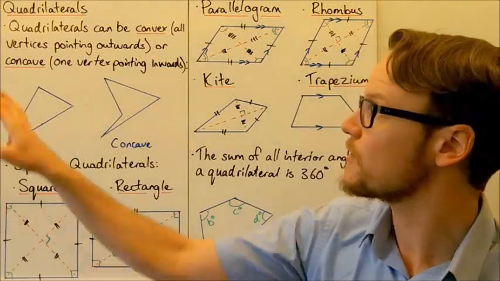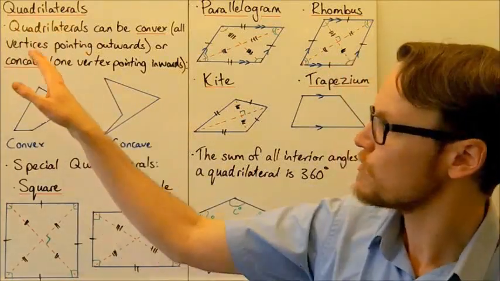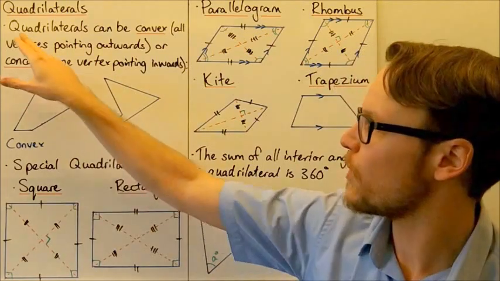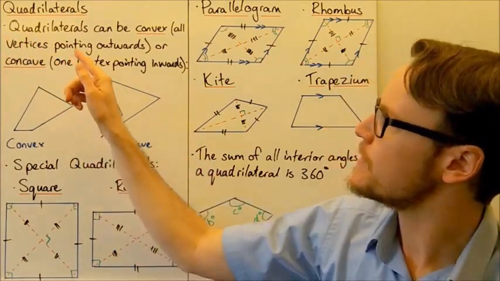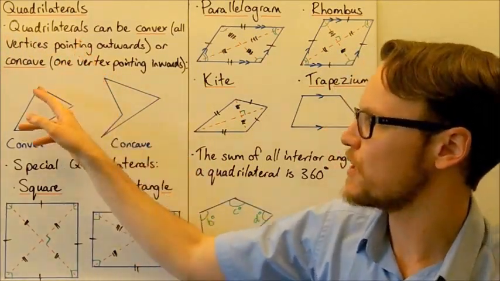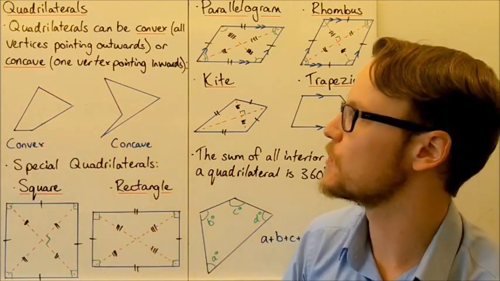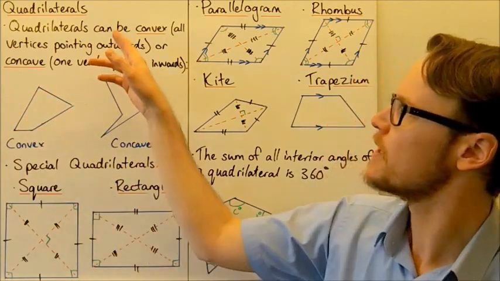Today we're going to look at quadrilaterals. Quadrilaterals are four-sided shapes. Quad is Latin for four, and quadrilaterals also have four interior angles where their vertices meet.